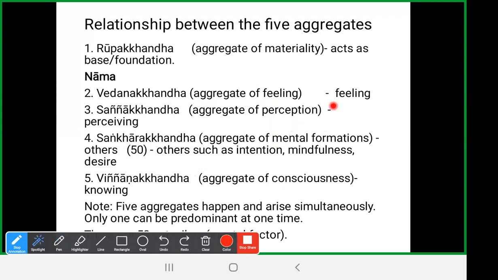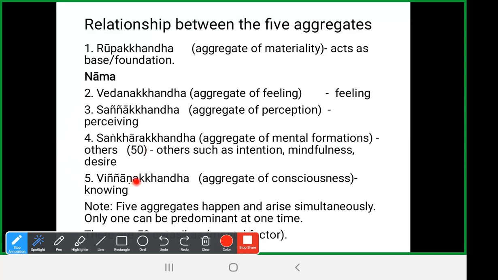The aggregate of feeling is just a feeling. It's like good feeling, bad feeling, or neutral feeling. Sanya, we call it the aggregate of perception, that's perceiving. And Sankara, there are many things in there, like I just said. The aggregate of mental formations includes things such as intention, mindfulness, desire. There are 50 of them. It's a lot. So when you study Abhidhamma, you get to know them in detail.